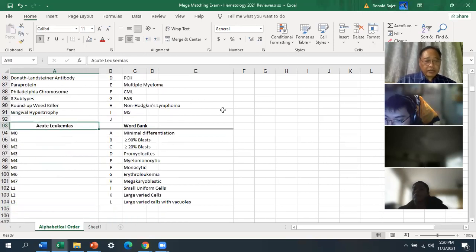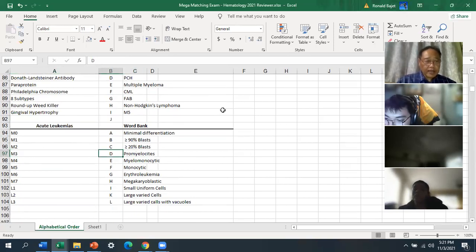M0 is minimal differentiation, straight definition. M1 is greater than 90% blast. M2 is greater than or equal to 20% blast. M3, remember M3, 3 letters, pro or promyelocyte.